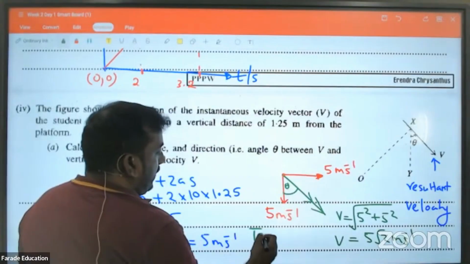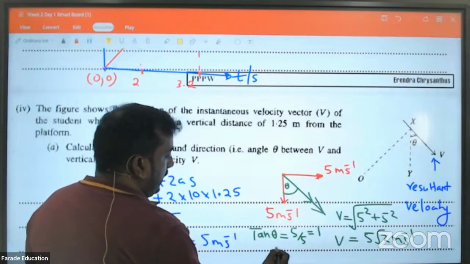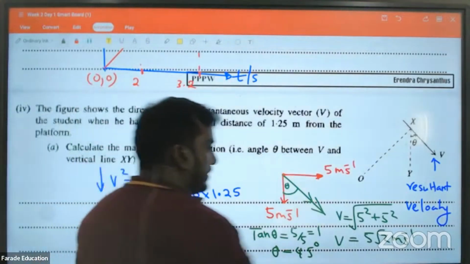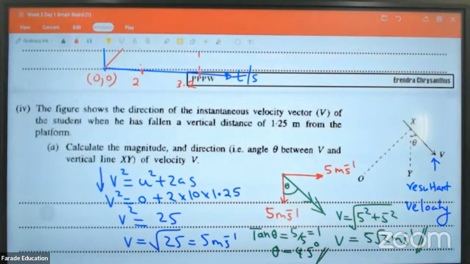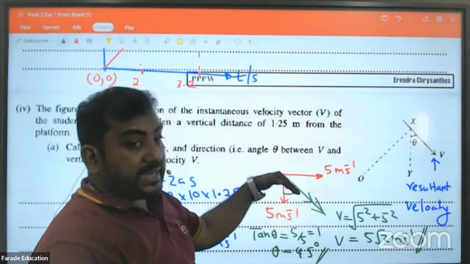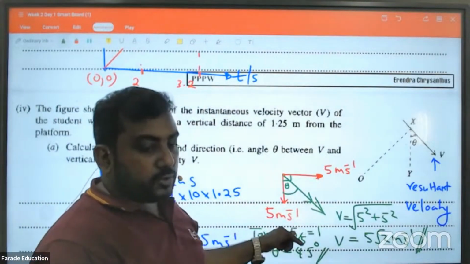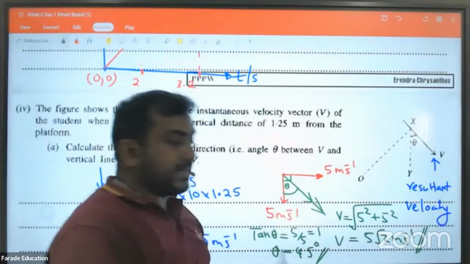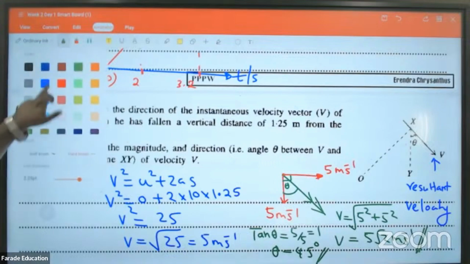What about the angle here? Tan theta is equal to opposite over adjacent, 5 divided by 5. That's one. Theta is equal to 45 degrees. So velocity is 5 root 2 meters per second. Angle is 45 degrees with the vertical. Okay, now, so you have horizontal velocity 5, vertical velocity 5. Resultant will be the bisector here. Angle is 45, yeah? But we can't directly put 45. You have to show. So apply Pythagoras theorem, get the resultant velocity. Tan theta opposite over adjacent, you get the angle 45. Okay. This is part A.